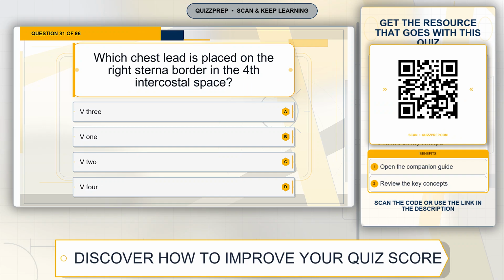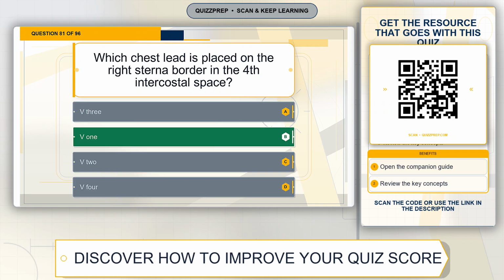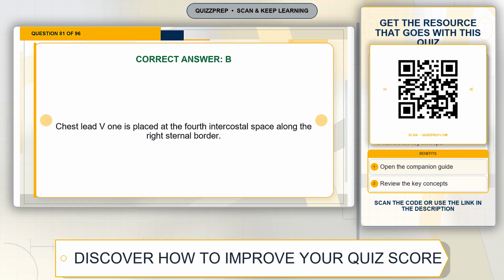Question 81. Which chest lead is placed on the right sternum border in the fourth intercostal space? Option A, V3. Option B, V1. Option C, V2. Option D, V4. The correct answer is option B, V1. Explanation. Chest lead V1 is placed at the fourth intercostal space along the right sternal border.